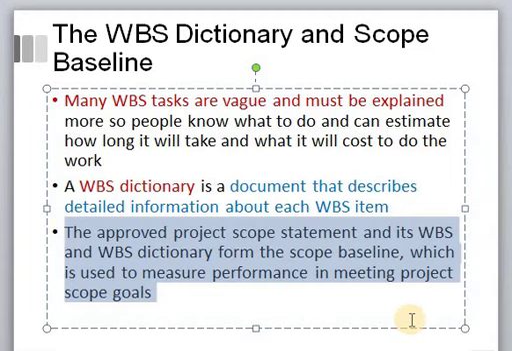The approved project scope statement, the WBS and the WBS dictionary together form the scope baseline, which can be used to measure performance in meeting the project scope goals. So the project scope statement, the WBS dictionary and the WBS can be used as a measure to judge whether the project is meeting the scope goals or not.